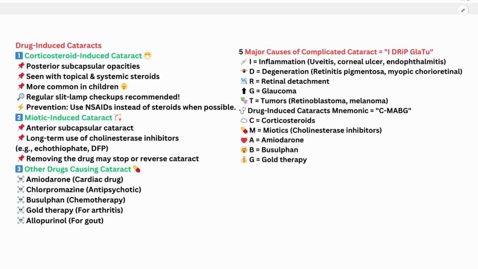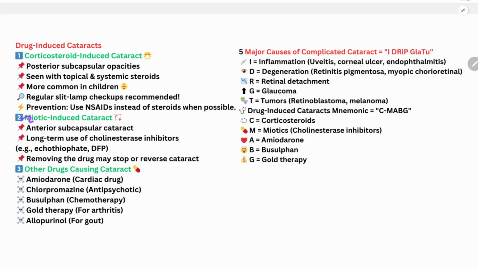Here there are some drugs like corticosteroid induced cataract, myotic induced cataract, and the last one is other drugs causing cataract. First one, you will see posterior subcapsular opacities which are seen with topical and systemic steroids. Due to use of topical and systemic steroids, corticosteroid induced cataracts mostly occur in children, and in regular slit lamp checkups we can find that. So you can prevent them by using NSAIDs instead of steroids when possible.